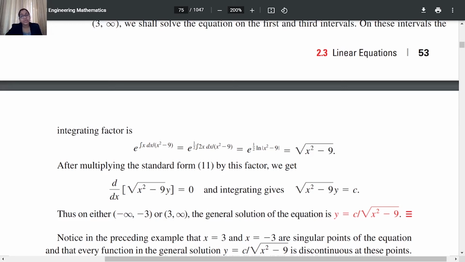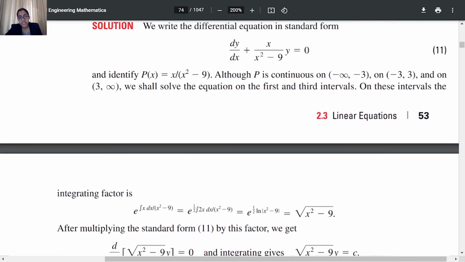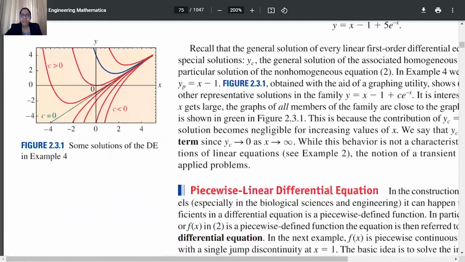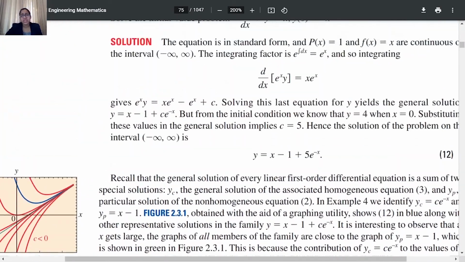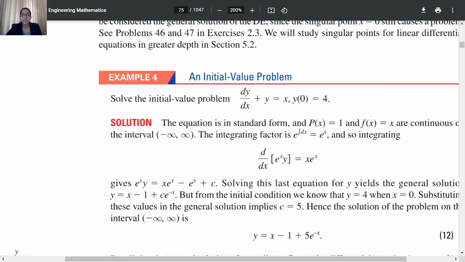And x equal to 3 and x equal to minus 3 in this case are singular points, so we won't be able to determine the value of y at these points, but all other remaining intervals we will be able to determine the solution. Now we shall just see one more initial value problem.